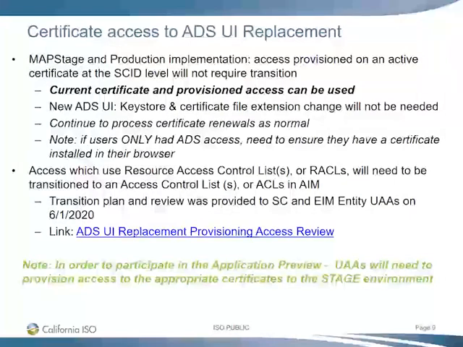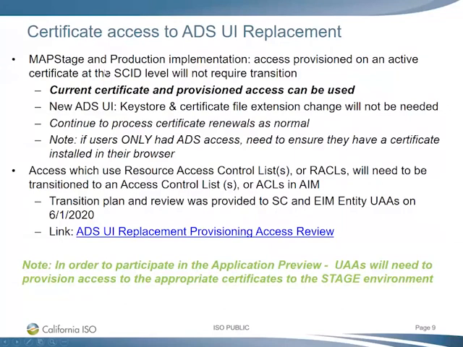So for the certificate access to the UI replacement, again, we covered this on June 1st, and there is a recording for that, which I share later on in the presentation as well, but it is also listed for you here. In that stage of production implementation, access is provisioned on an active certificate. So let's say you have a certificate now and it's provisioned at the SCID level. You won't really need a transition. So your current certificate with that SCID level access should work in the environments that you already have provisioned. So if you're in production ADS today and you're provisioned at the SCID level, then you should be set.